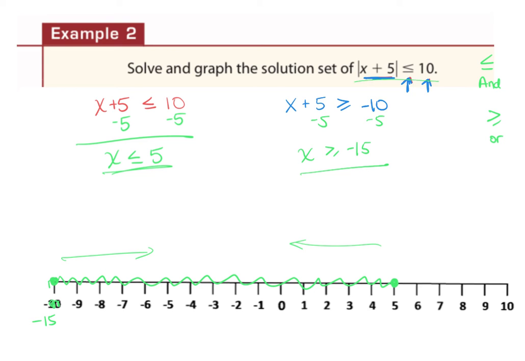So you're setting up two. What's inside is less than. What's inside is greater than, the opposite. We're going to do one more example of these, and then we're done.